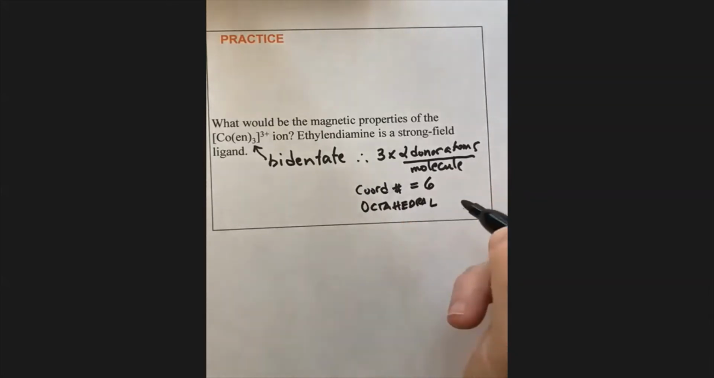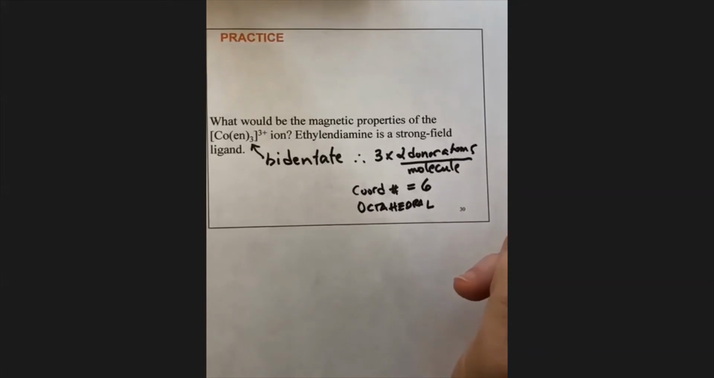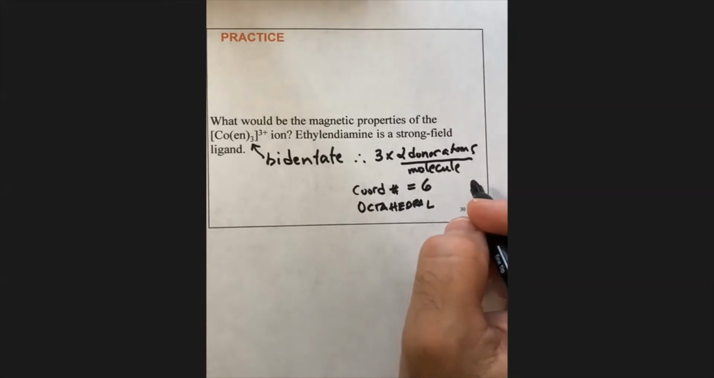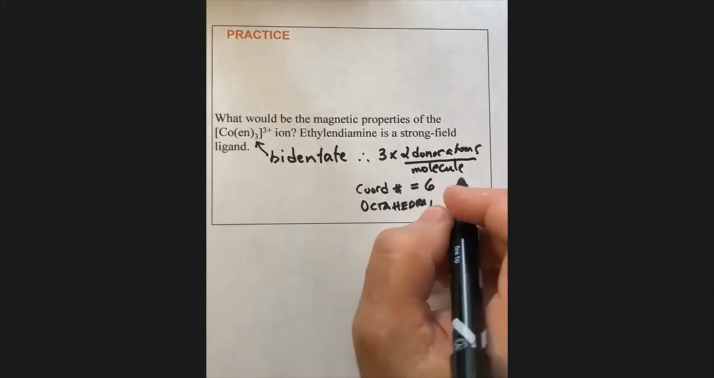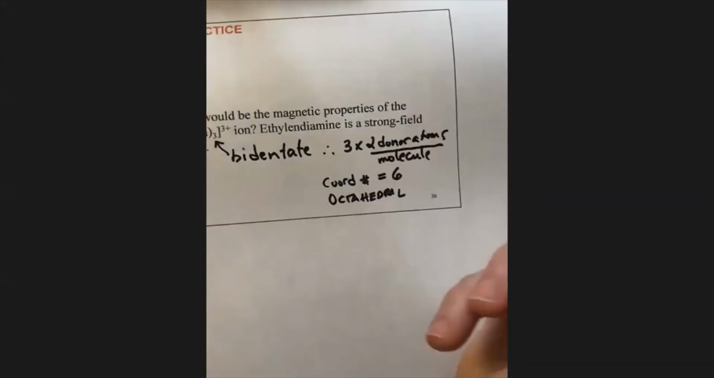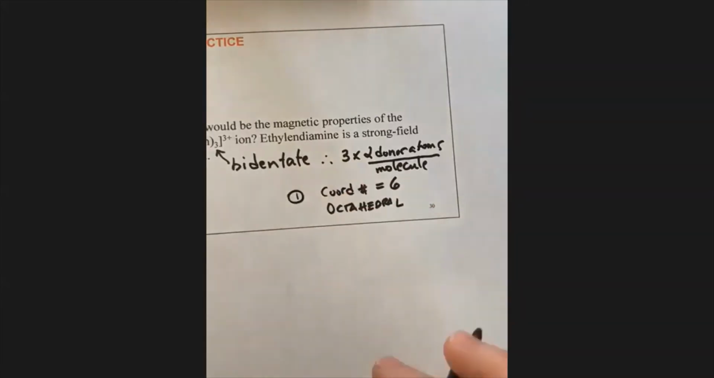Now you might wonder at this point, what's the point? Aren't they all octahedral? No, they're not. Not only are they not octahedral, but if they are square planar or tetrahedral or something like that, the crystal field splitting diagram is completely different. Actually, it's sometimes reversed. Okay, so that's the first thing we did, find the coordination number.